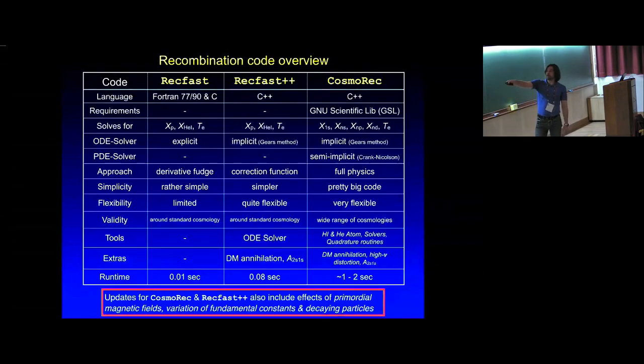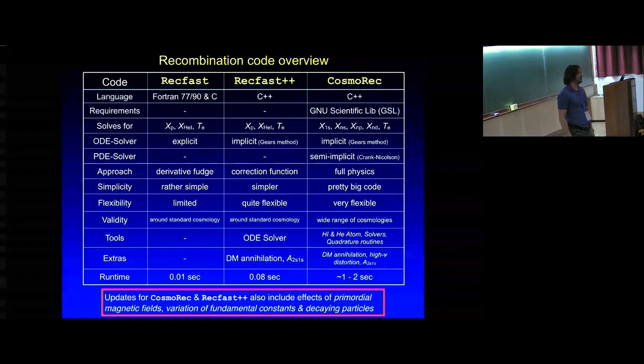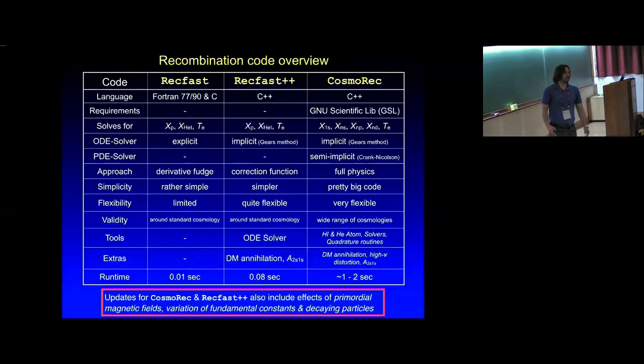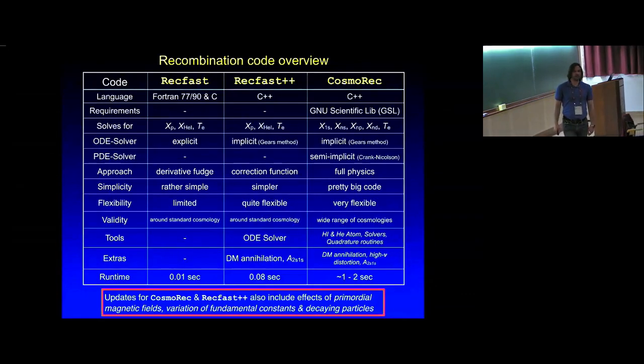In the runtime, depending on the setting, CosmoRec can get quite expensive. When you do a full helium radiative transfer calculation, just to check, it can take 30 seconds if you really do many levels and all the feedback processes and so on. But luckily, for the calculations which are needed for analysis of Planck, it is in the ballpark of 1 second runtime.